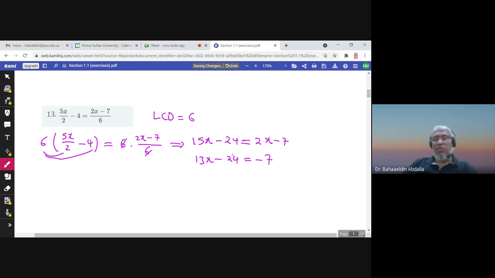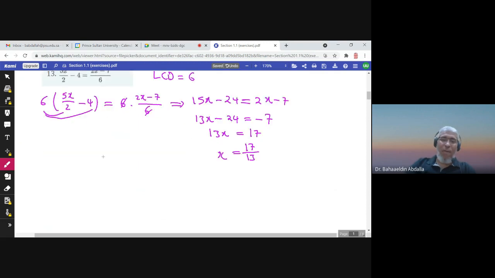And now I need to move negative 24 to the other side. So I add 24 to both sides. So I'll have negative 7 plus 24, that's 17. Now I divide by 13 to get the value of x and the solution of the equation.